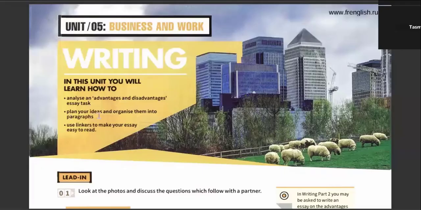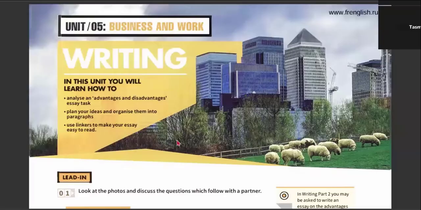And then we will learn how to plan our ideas and organize them into paragraphs. When we are writing essays, it is very normal to just look at the topic and get confused, because at that moment we have a lot going on in our heads, right? There is just a rush of ideas coming into our brains. So we don't know which ideas to choose, how to write them, or where to begin. So that is what we will learn here, how we can plan our ideas and organize them before writing the essay.